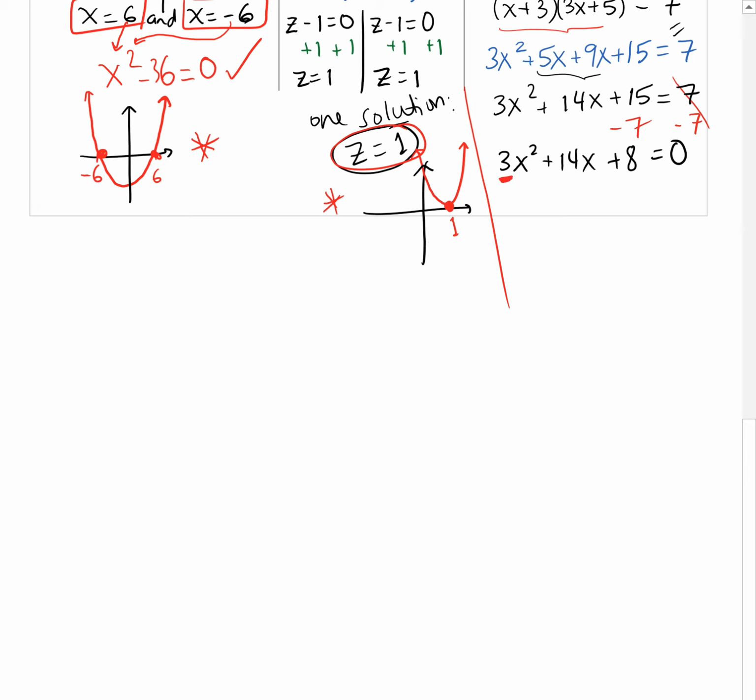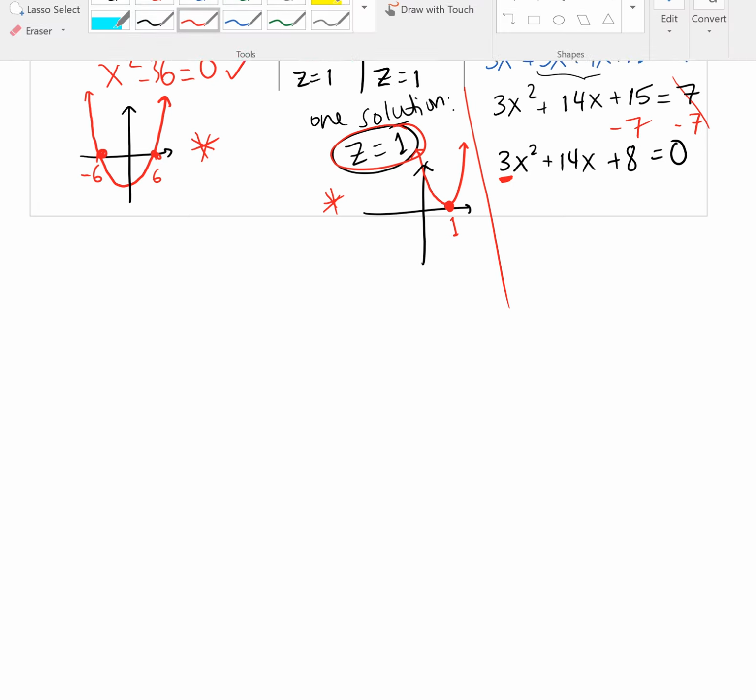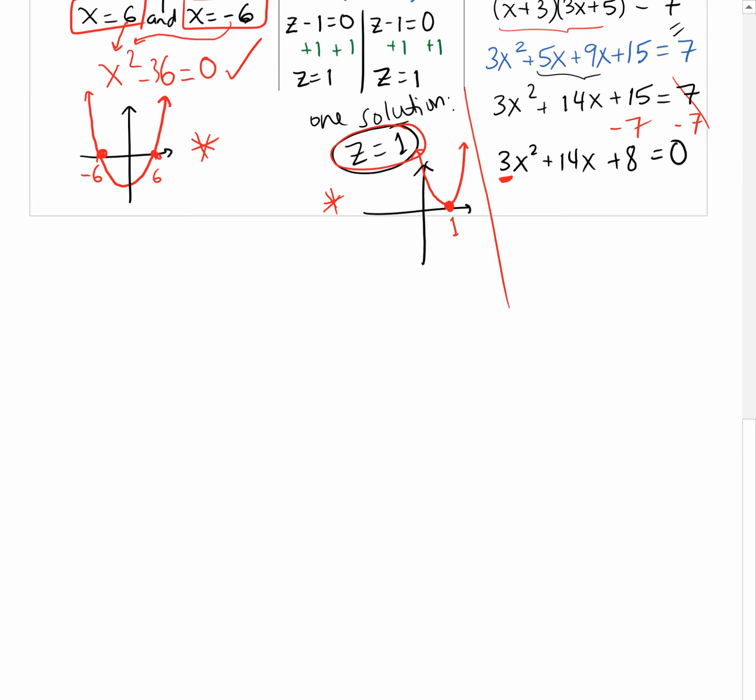So we're going to have to use those tricky methods like the grouping method or the FOIL method. But I think I'm going to use that grouping method. I like that better. So if you remember, you make a little x and you say, alright, first what's a times c? So it's the first term times the last term, or the coefficient. 3 times 8, that would be 24. So I need to know what multiplies to that but adds up to the middle guy, 14.